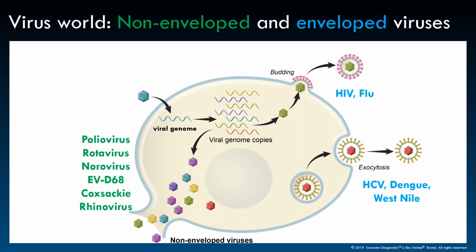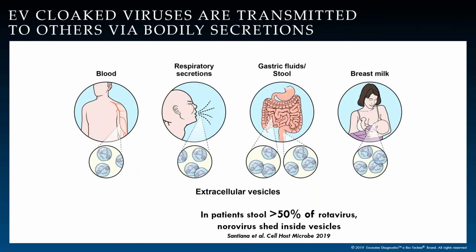However, we recently learned that that is not the case. This model is actually completely blurred now because all of these viruses can also be released inside exosomes. And we call them EV-cloaked viruses. They can be transmitted to others via bodily secretions, through extracellular vesicles in blood, in respiratory secretions, stool, breast milk. If you look in a stool sample, for example, over half of the rotaviruses and noroviruses are found inside these exosomes, which is incredibly fascinating because that affects how we look at these viruses and also how we prevent spread of these viruses.